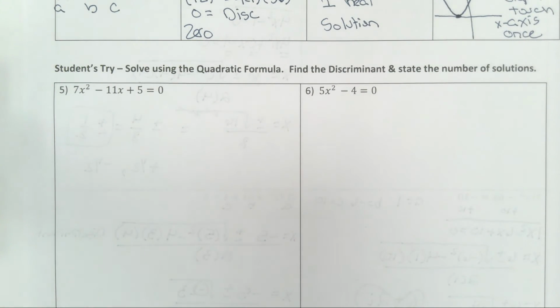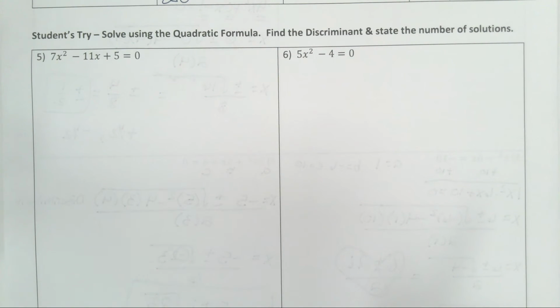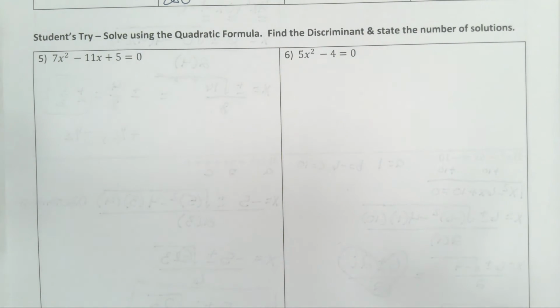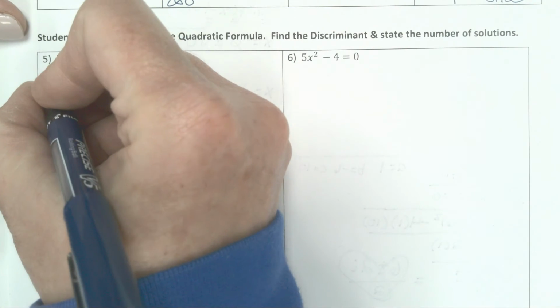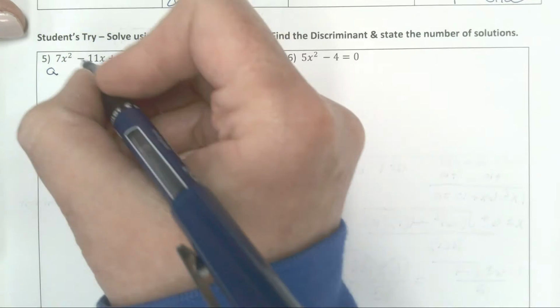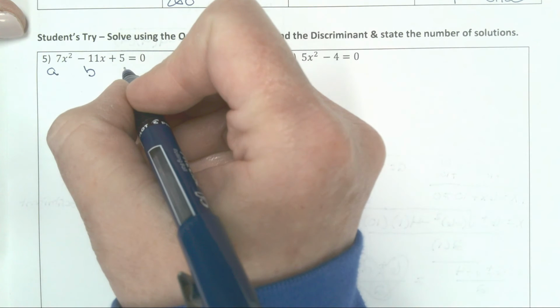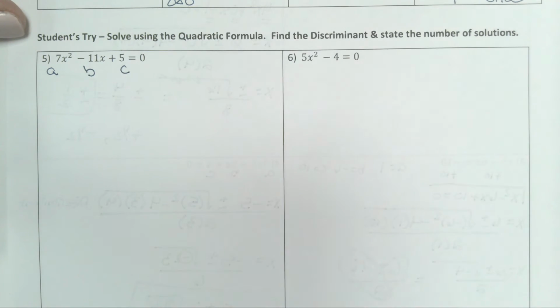Do one of these. It says, solve using the quadratic formula, find the discriminant, and state the number of solutions. And I'm going to just do number 5, and you can check number 6 later on the notes to see if you did it right. All right, so A is 7, B is negative 11, and C is 5. I'm going to do the quadratic formula first.